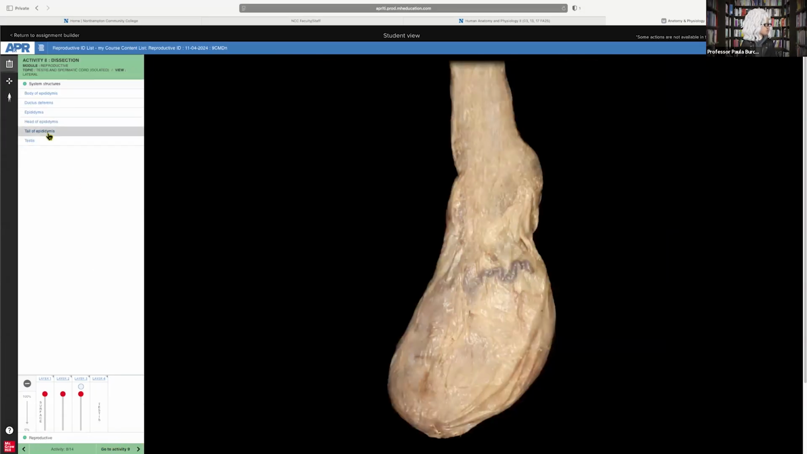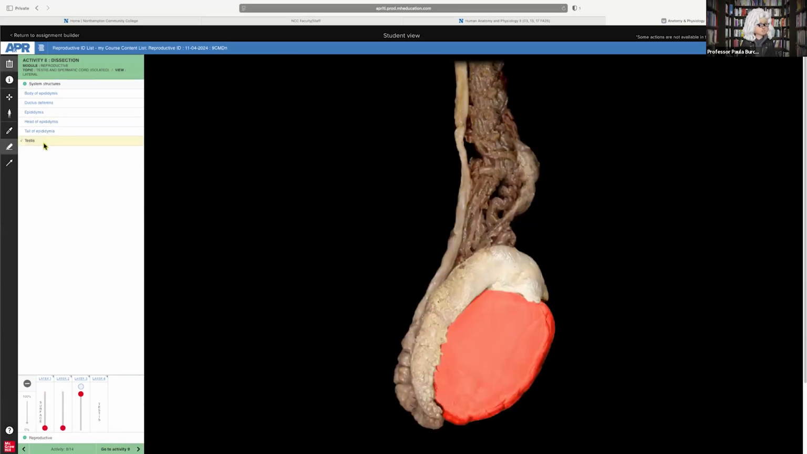This is just looking at a testis here with the epididymis. The epididymis will have 3 sections: a head, a body, and a tail. So the sperm will undergo maturation and gain the ability to swim as they go through the epididymis.